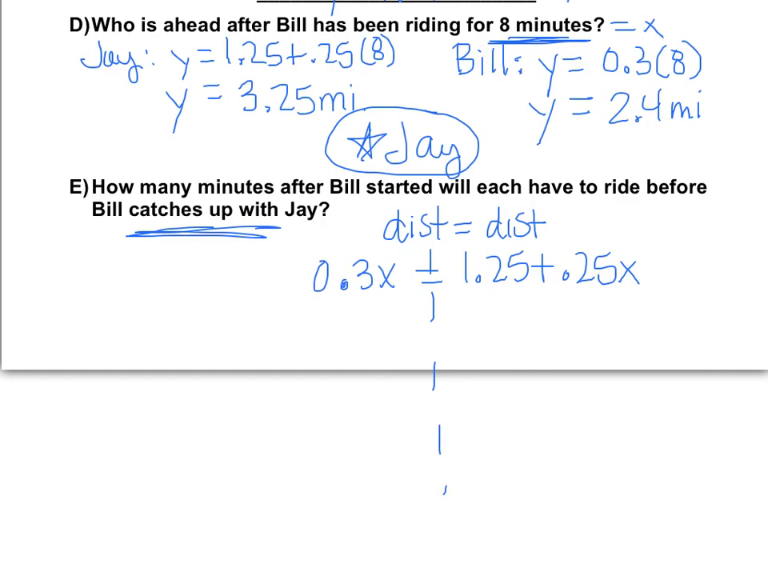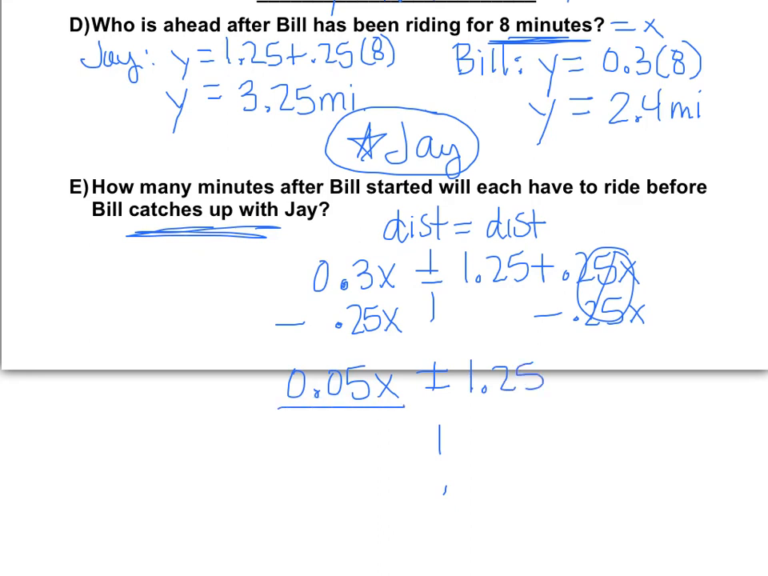So I'm going to subtract my 0.25x to get the x's on the same side. Okay, this is going to give me 0.05x, so use your calculator so you're not messing up the decimals. And this cancels, so I have 1.25. So I'm going to divide by 0.05 on both sides. That cancels, so x is equal to 25 minutes. So it looks like it's going to take them 25 minutes to catch up.